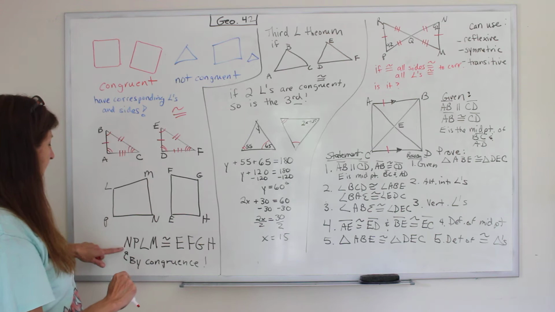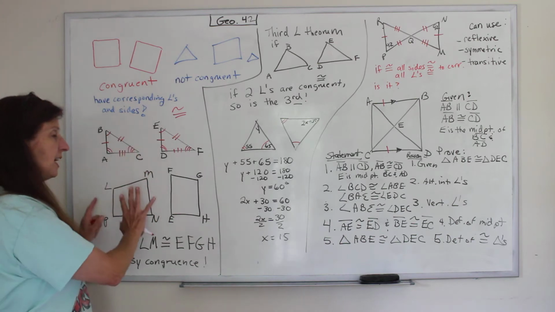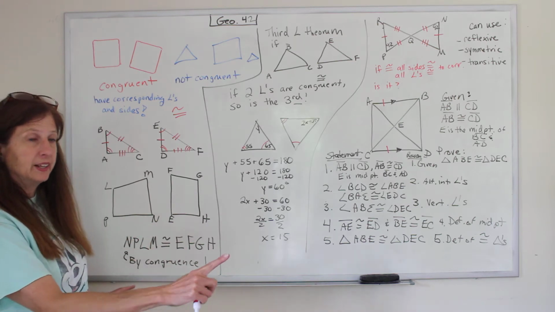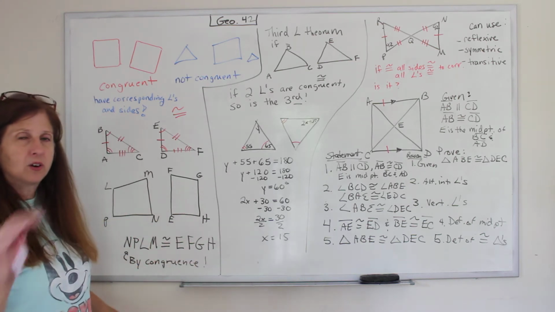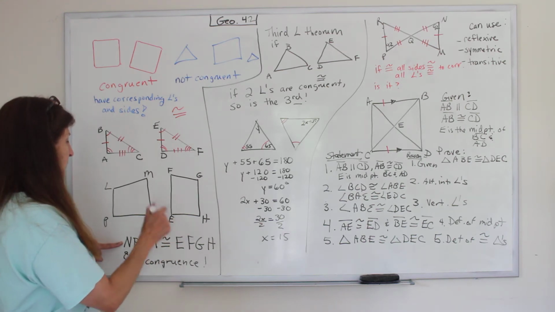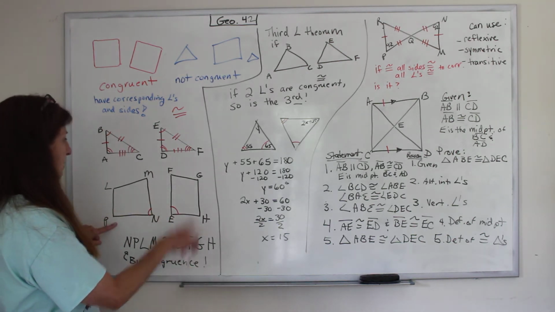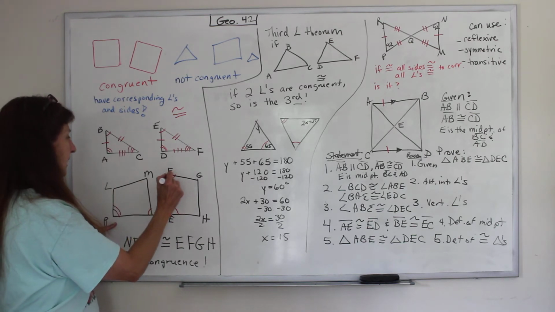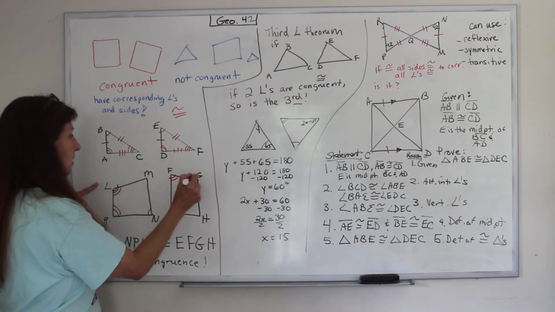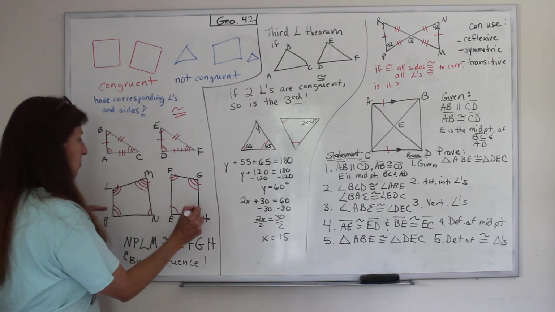So in this one, L, M, P, how you know which angles match and which sides match is the order of the letters, how they're written, that these are congruent. It's not alphabetical or anything like that. It's which ones line up. So that means N is the same as E because they're listed first. So angle N is the same as angle E. P is the same as F because they were written second. L is the same as G because they were written third. And M is the same as H because they were written last.